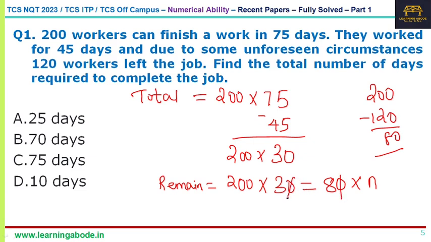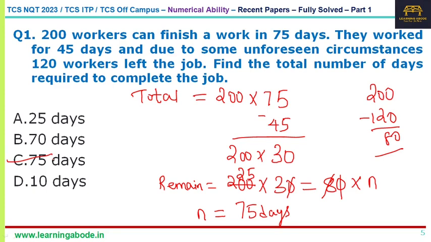Now 0 and 0 get cancelled. 8 into 25 is 200, so 25 times. So n is equal to 75 days. Earlier they had worked for 45 days with 200 people. Now 30 days of work for 200 people is left out. That will be solved in 75 days with the remaining 80 people because 120 people have left. So for the first question, answer option C, 75 days, is the answer.